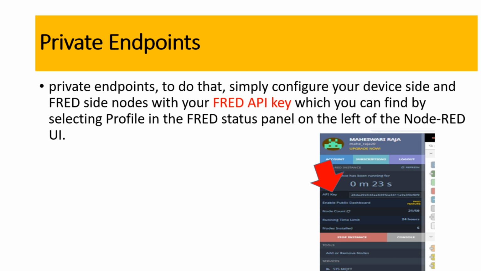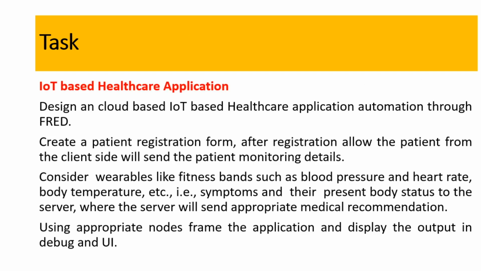If you want to make sure that you are going to work with a private constraint, then you have to select this API key, and then provide this API key in order to get a private endpoint. So our task today is just to make an IoT based healthcare application. Design a cloud based IoT healthcare application automation through FRED. Through the template node of your Node-RED, create a patient registration form.